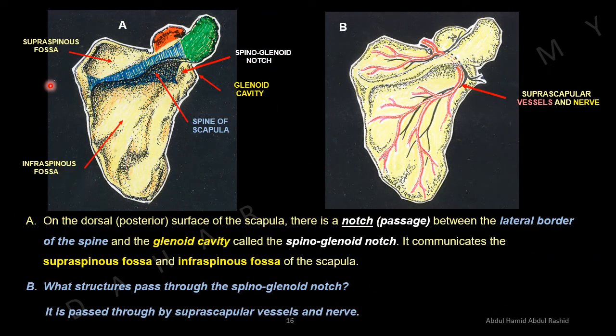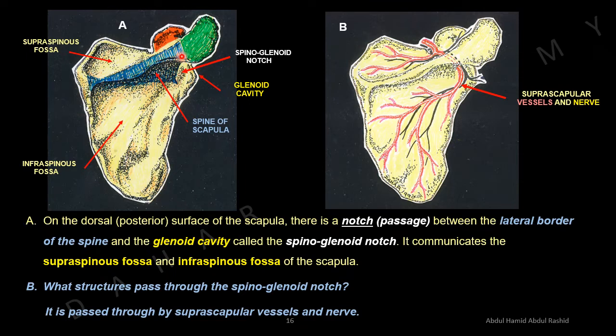We are looking at two diagrams of the dorsal surface of the scapula, diagram A and diagram B. This is the spine of the scapula. The spine of the scapula divides the dorsal surface of the scapula into two fossae. Above the spine is the supraspinous fossa. Below the spine is the infraspinous fossa. The spine of the scapula is triangular in shape.